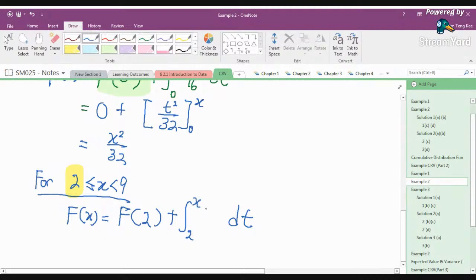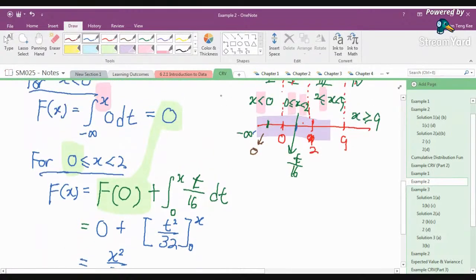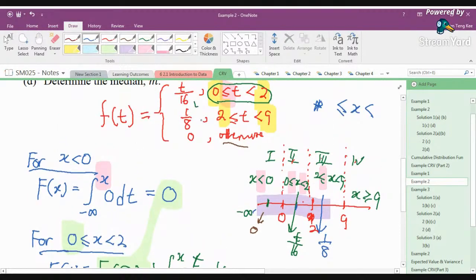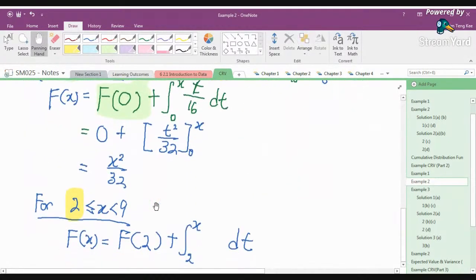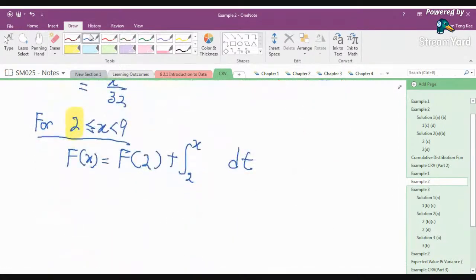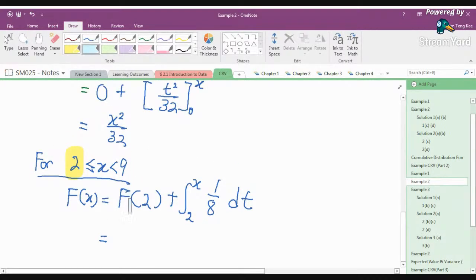And what's the function that we involve here? If we refer to the third interval, the function that we involve will refer to 1 over 8, which corresponds to this part here. So proceed. Now we put in our function, 1 over 8. Continue. So how we calculate the F(2) here is that, again, the F(2) is calculated based on substituting 2 into the previous cumulative.